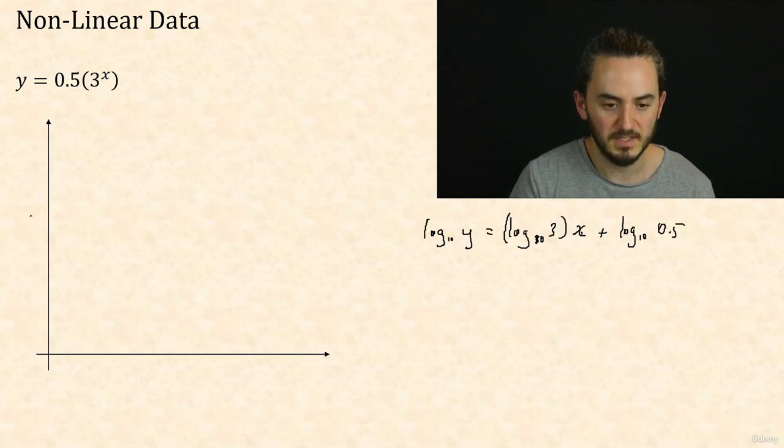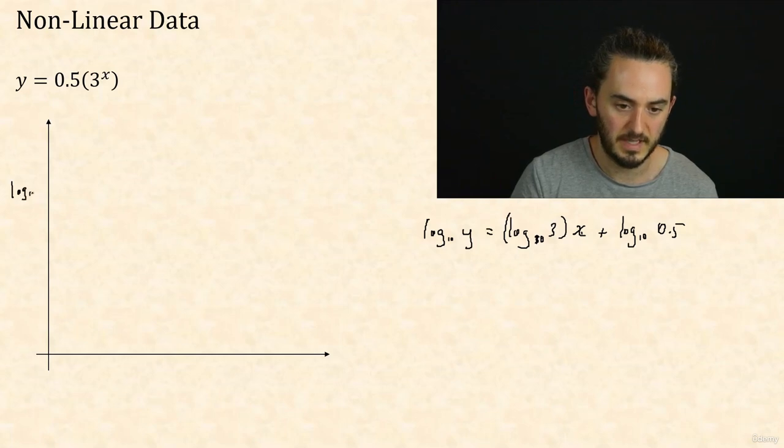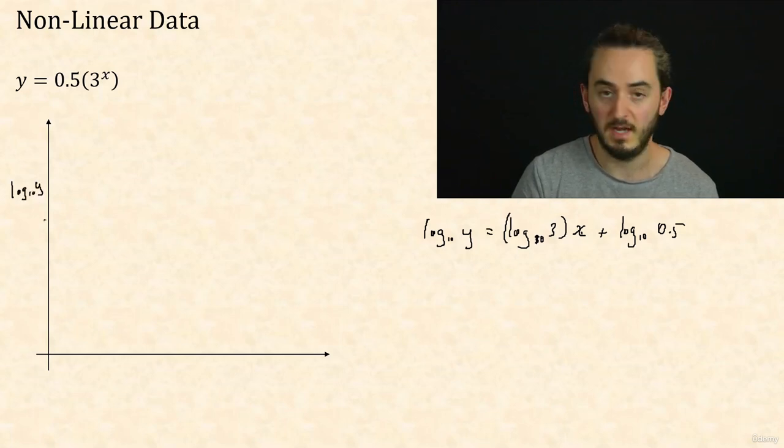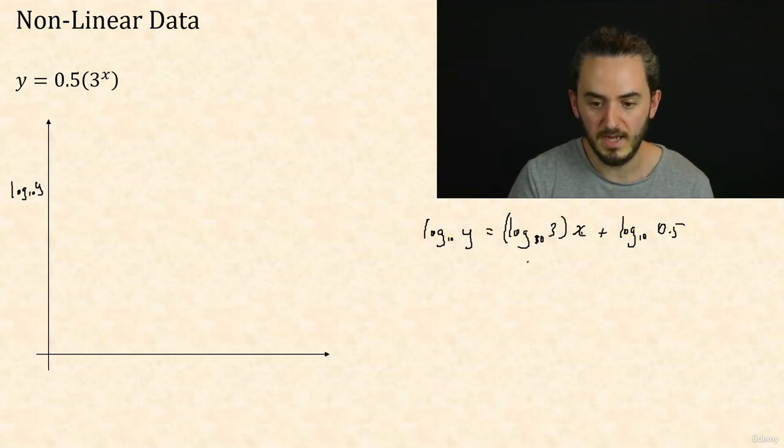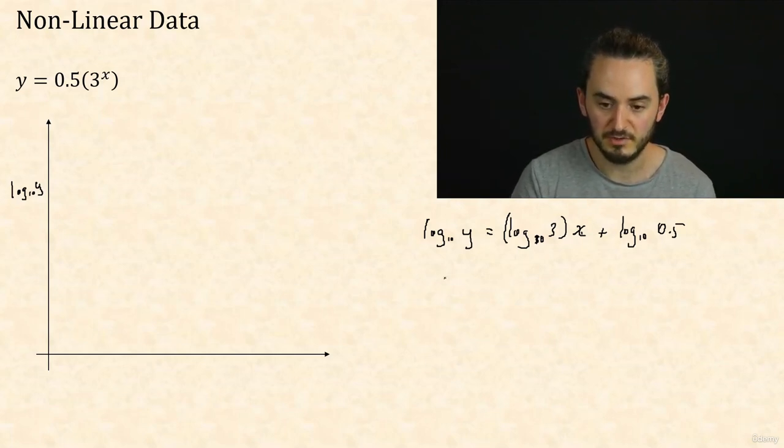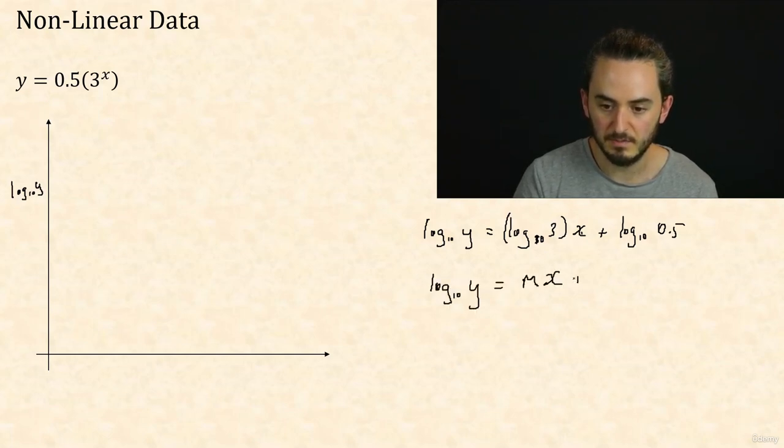So here's the clever idea. Rather than having this the y-axis, let's make this the log base 10 of y axis. So the value I'm going to plot in the height is not y, it's log base 10 of y. And if I do that, what happens? Well, I've basically got the equation of a straight line, because I've got log base 10 of y equals mx plus c.